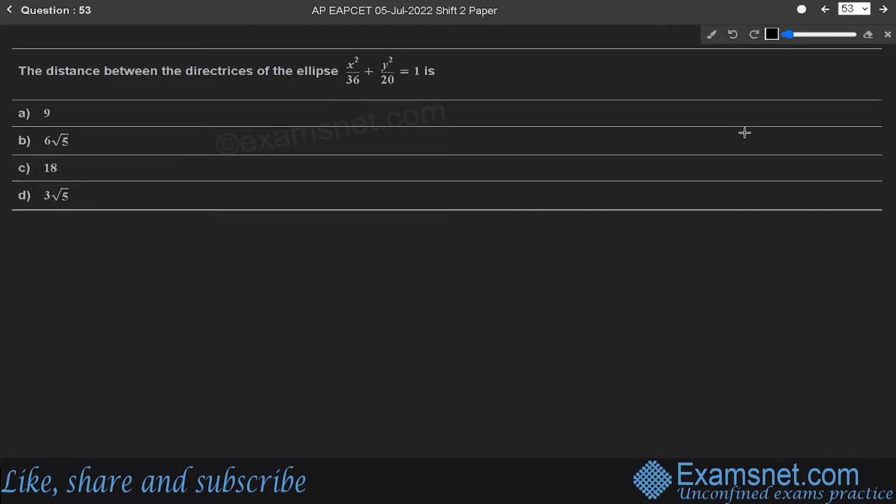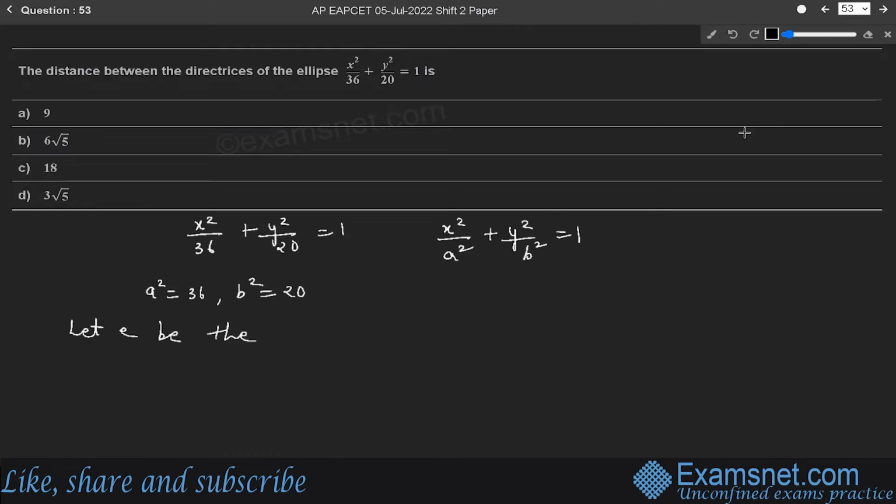Next question is a very, very important question. The distance between the directrix of the ellipse x²/36 + y²/20 = 1 is. We know that the equation of the ellipse is in the form x²/a² + y²/b² = 1. So on comparing the equation with this equation, we obtain a² = 36 and b² = 20. Let e be the eccentricity of the ellipse.